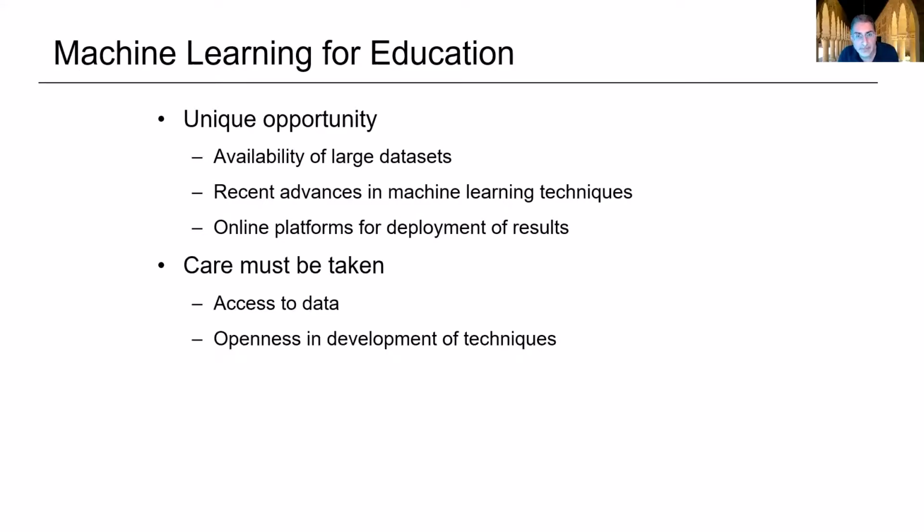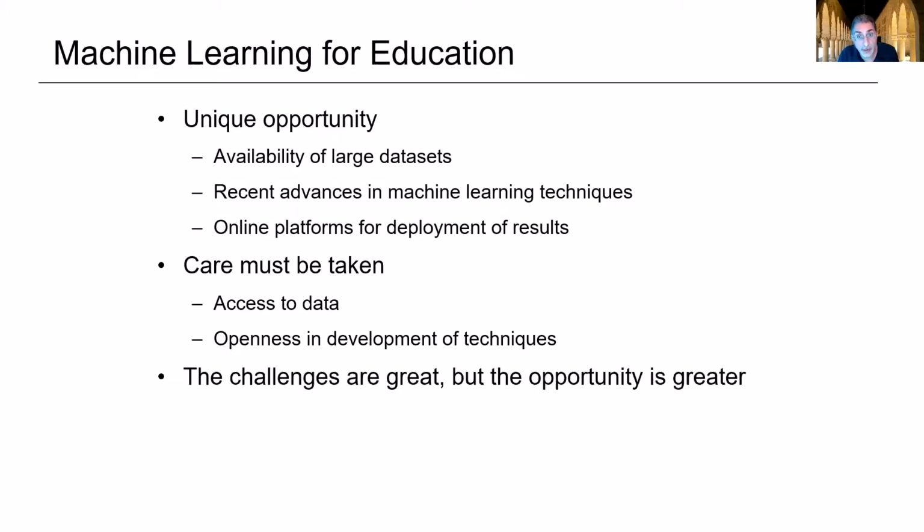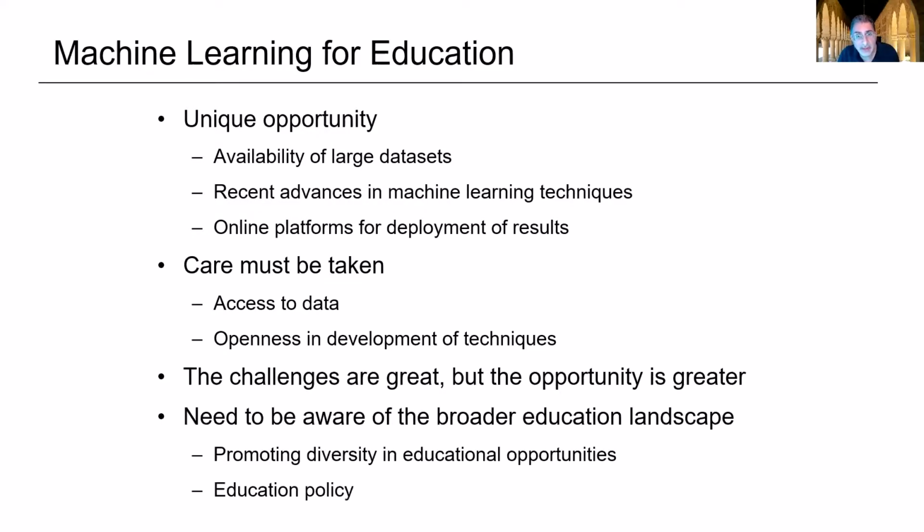But as I mentioned at the outset of the talk, care has to be taken to understand how there is access to the data, what kind of openness there is in the development techniques, and what kind of transparency we have in the process, making sure that what we're doing is fair across different populations. And that gets me to the broader point, which is that we have some great challenges here, but the opportunity is even greater. But when we take that opportunity, we need to be aware of the broader educational landscape.